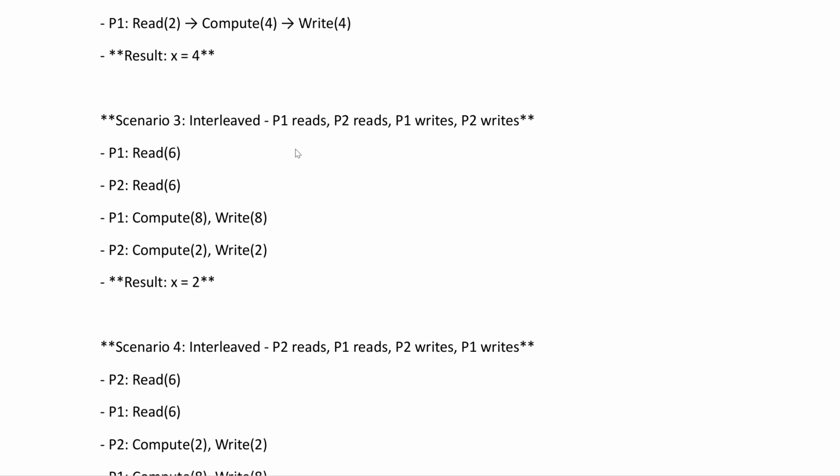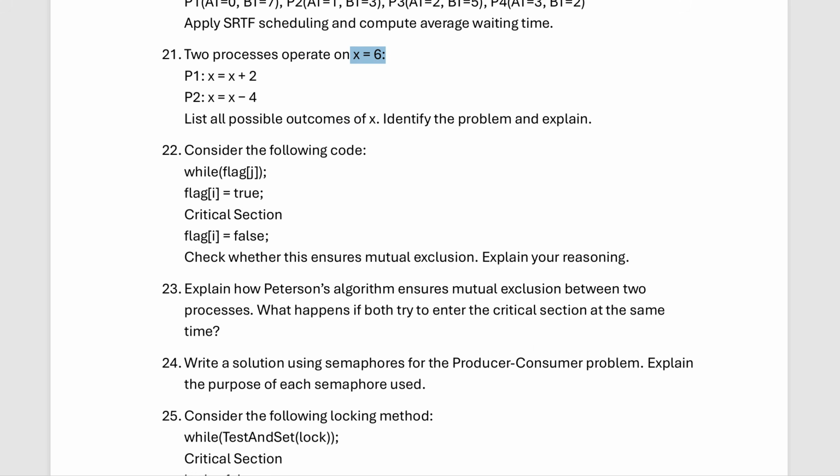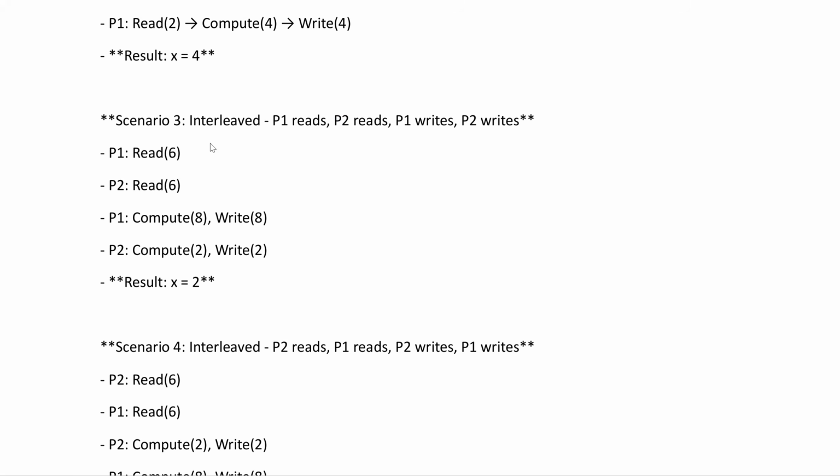Right? Scenario 3 can be interleaved, that is interleaving. First P1 reads, then P1 does not compute the value of x. After reading the value of x by P1, the same value is read by P2. Then P1 writes and then P2 writes. See, clear? So the initial value of x is 6. So P1 as well as P2, both of them will read the value of x as 6, right?